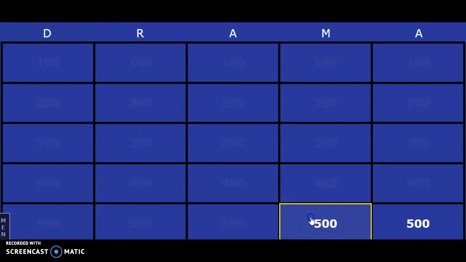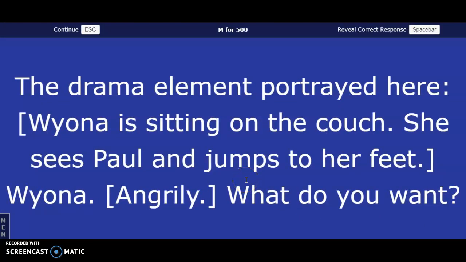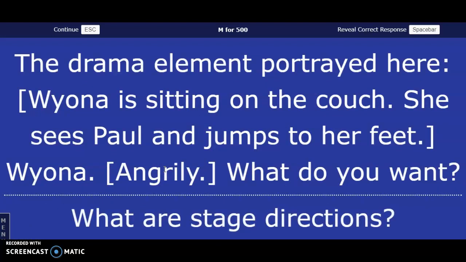M500. The drama element portrayed here. Wyona is sitting on the couch. She sees Paul and jumps to her feet. Wyona, angrily, what do you want? So usually we would put these inside of parentheses. They have it inside of brackets. So what is this inside of the brackets? 3, 2, 1. What are stage directions?